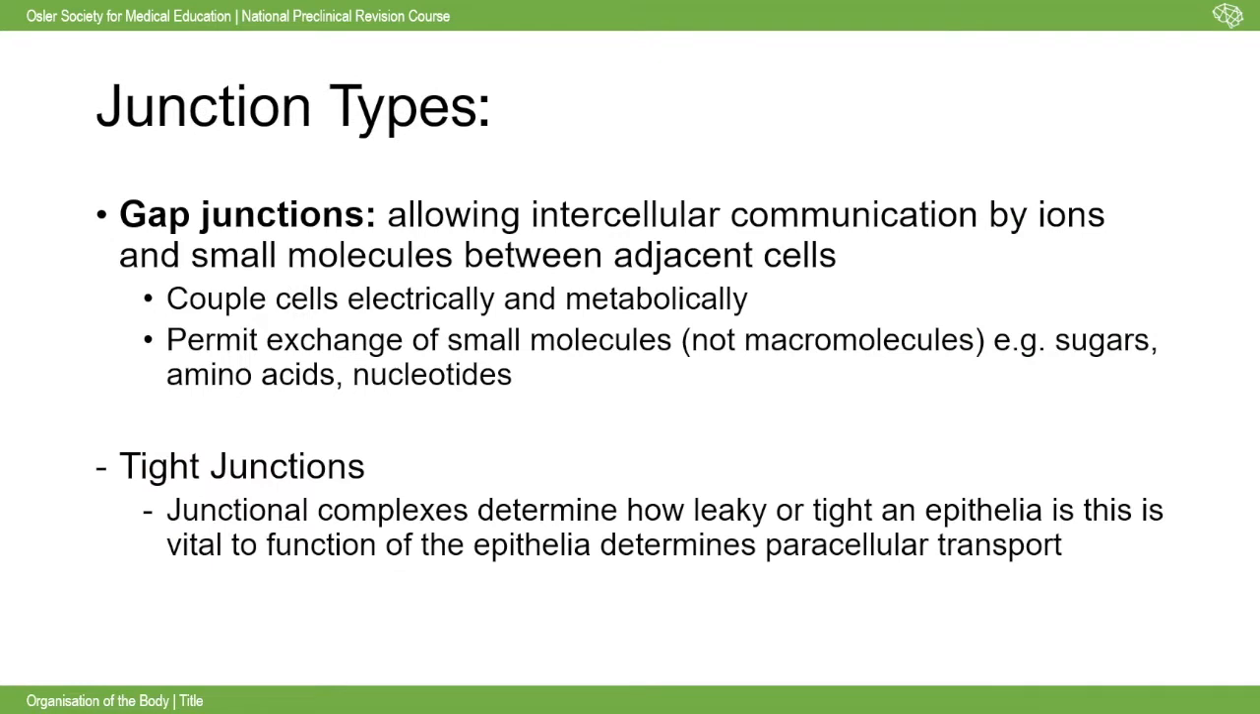So those were our anchoring junctions. Now we have some functional junctions such as gap junctions, which are involved in intercellular communication between cells. These allow ions and small molecules to pass between adjacent cells.